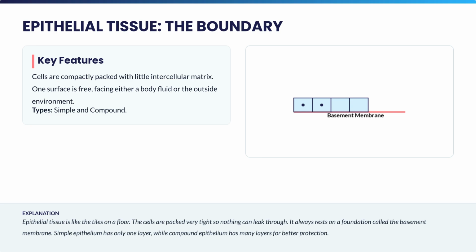Epithelial tissue forms boundaries, with cells packed tightly. It always rests on a basement membrane. Simple epithelium has one layer, while compound epithelium has many layers for better protection.